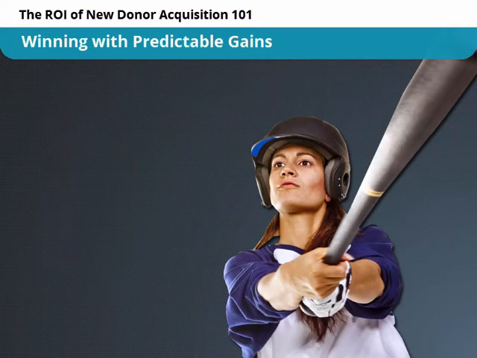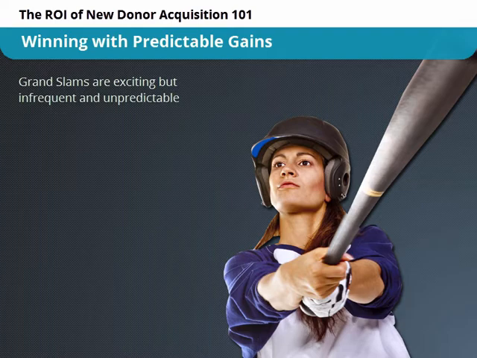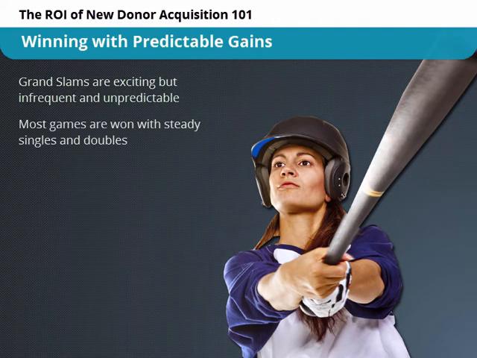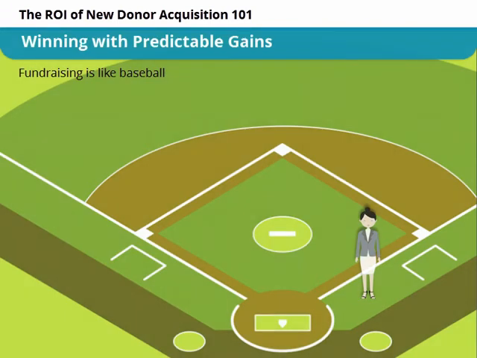Wouldn't it be great if every investment you made in donor acquisition paid back immediately? That would be like hitting the grand slam home run in baseball. Grand slams happen infrequently and are not predictable. Most baseball games are won with a series of predictable singles and doubles that move players around the bases inning after inning. Fundraising is a lot like baseball.